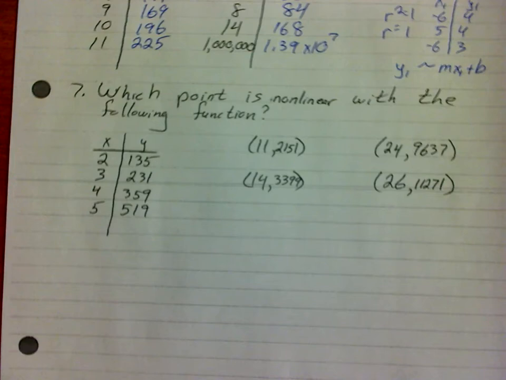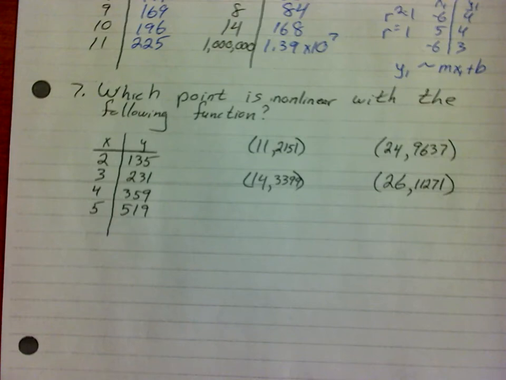Let me change this to something different here. Okay, what are my values again? 2, 3, 4, and 5. Okay, go ahead and change that to x here. Okay, 2, 135. Plug in 2 to get 135.